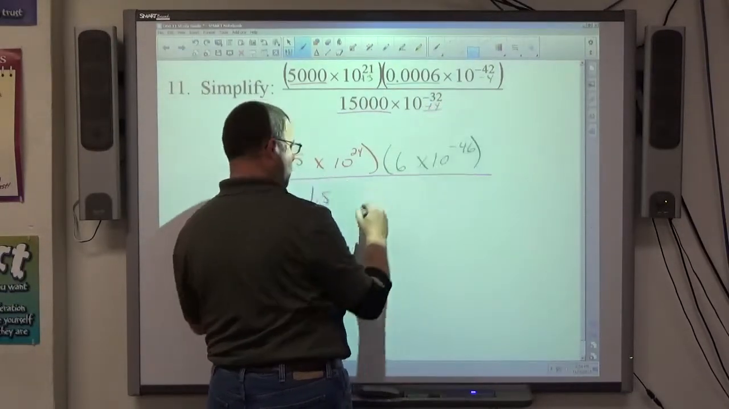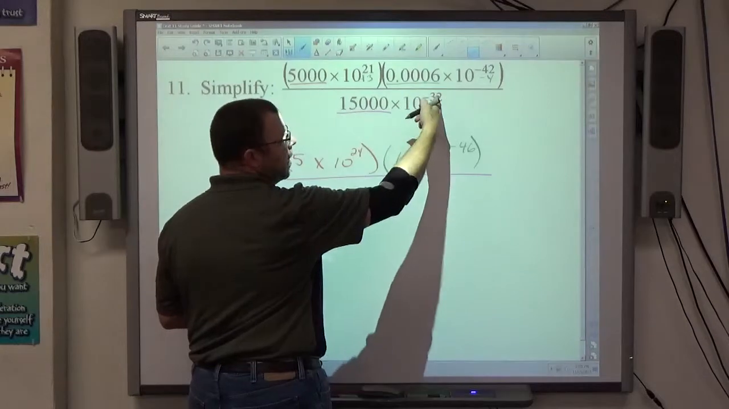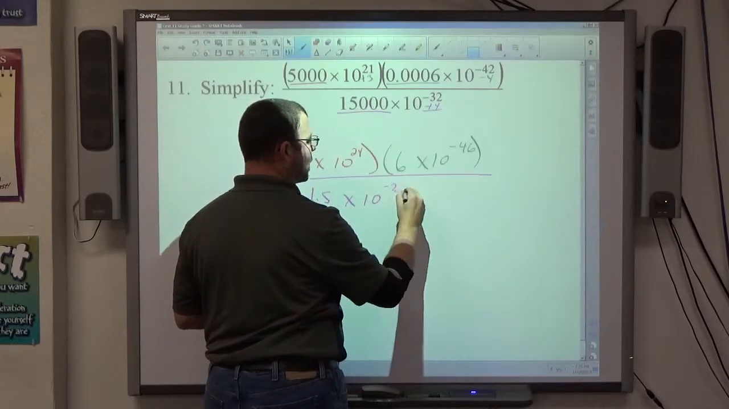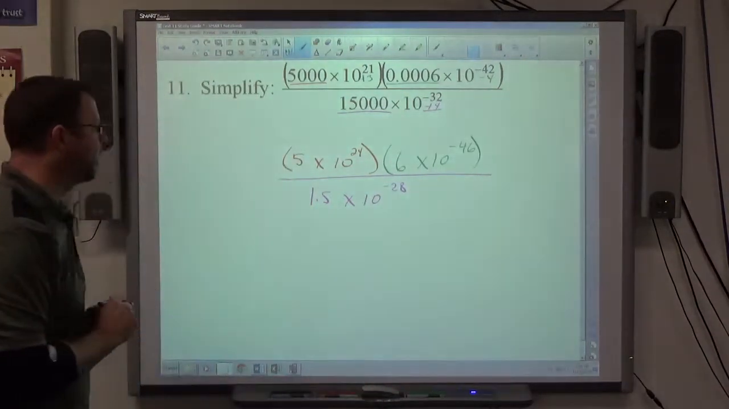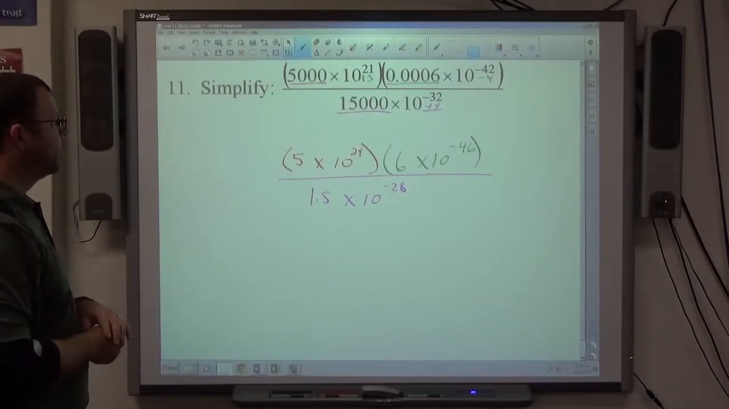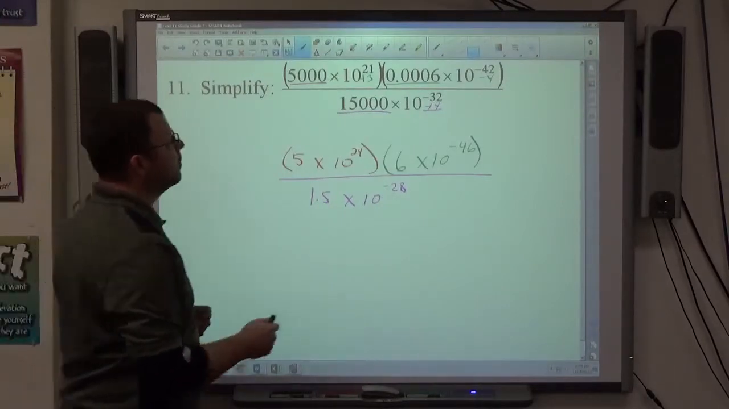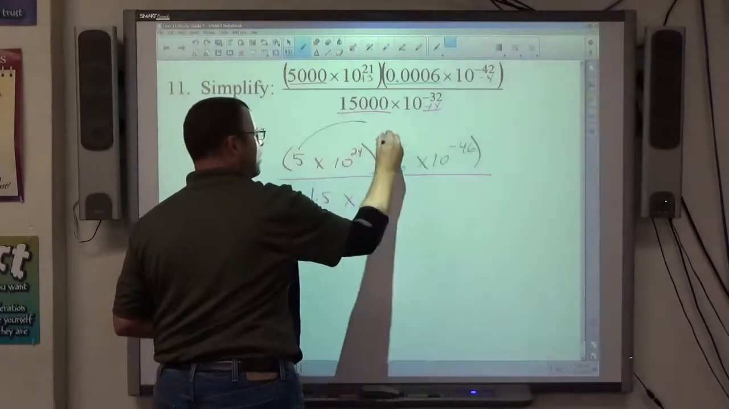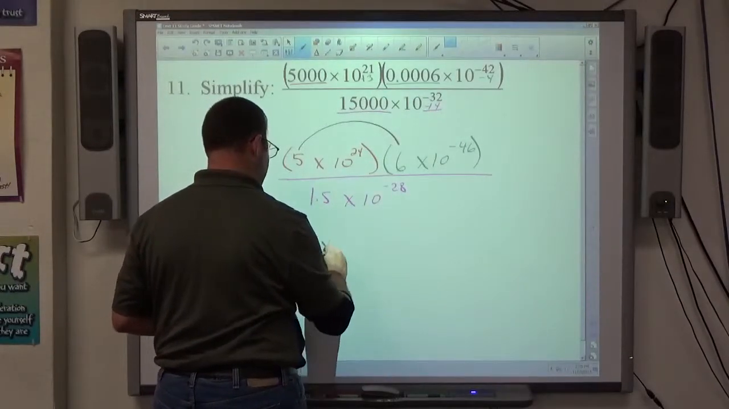But again, pay attention to what's happening. Negative plus positive actually subtract the values, so negative 28 is what I get out of that. Next, I'm going to multiply the stuff on top together. So I'm going to multiply 5 times 6, which gets me 30.